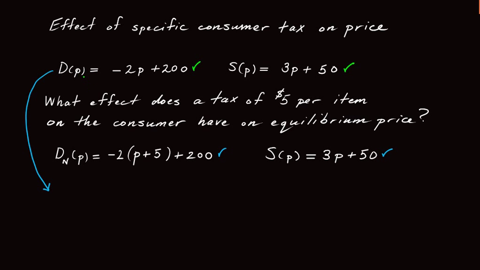Okay, so let's solve the first. To solve this situation for the equilibrium price, what we're going to do is set these equal to each other. That's how we find equilibrium price. So I now add 2p to both sides and subtract 50 from both sides, and I get 150 is equal to 5p, and that means p is equal to 30. So that's the pre-tax equilibrium price.